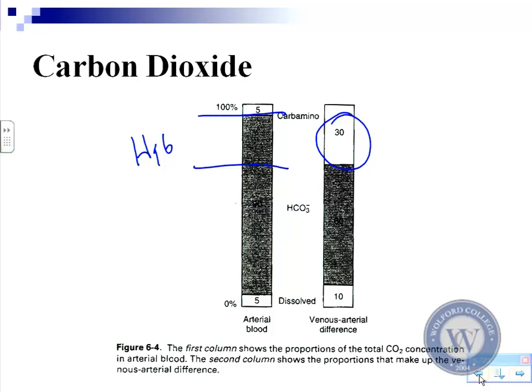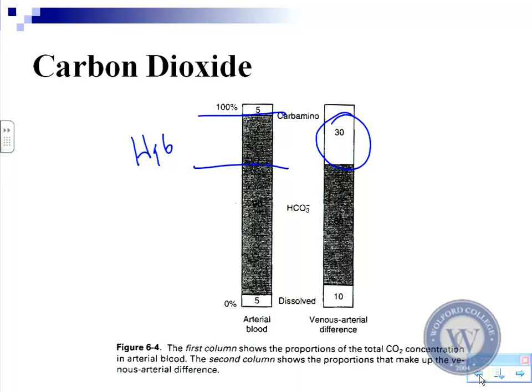Are they going to trick you on a test question? They always try to trick you. Trust me on this one. They're going to ask you, which is the majority of carbon dioxide in your blood? And you better answer bicarbonate. By far, the greatest amount of carbon dioxide in your bloodstream is bicarbonate.